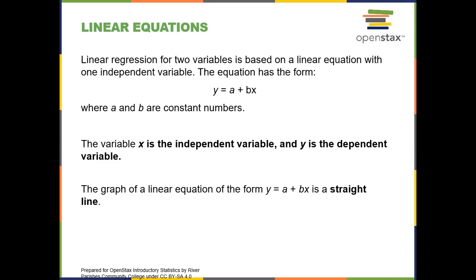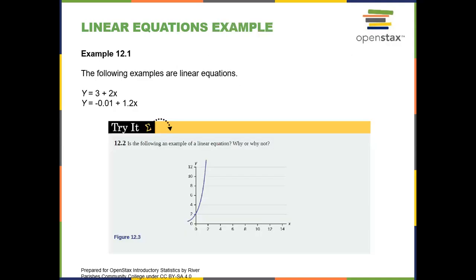That's why we call it linear. It comes from the word line. The following are examples of linear equations. Y equal to 3 plus 2x. The number 3 is the intercept, where the straight line cuts the y-axis. In this case, the straight line cuts the y-axis at the point (0, 3).